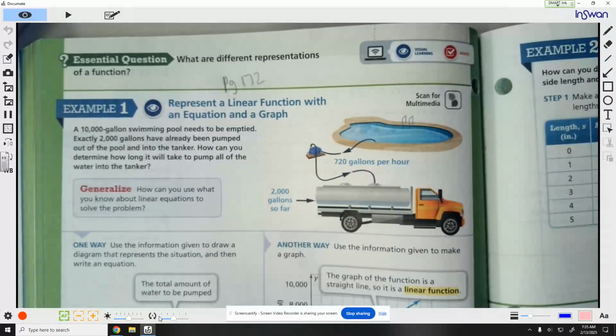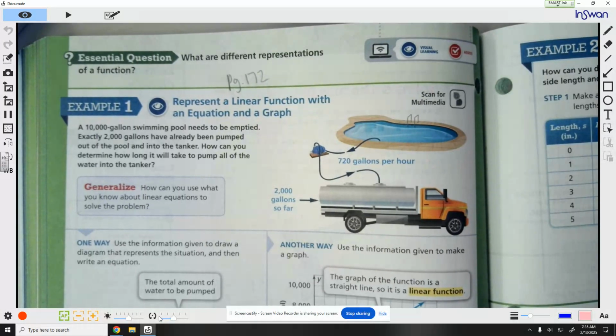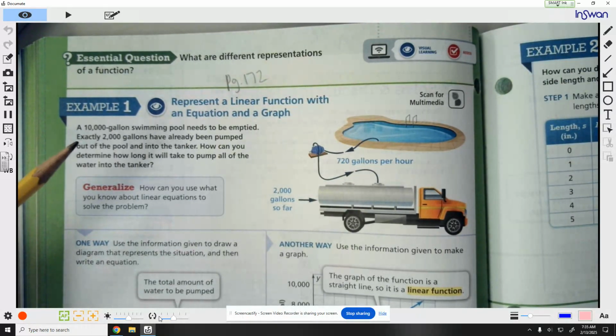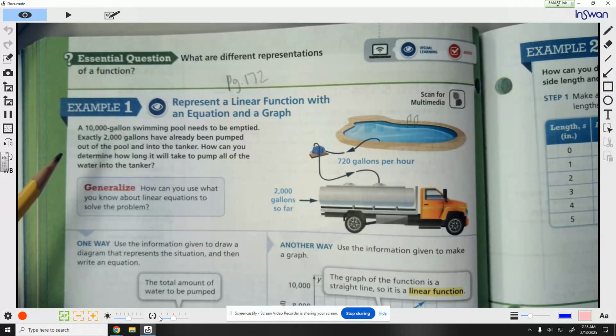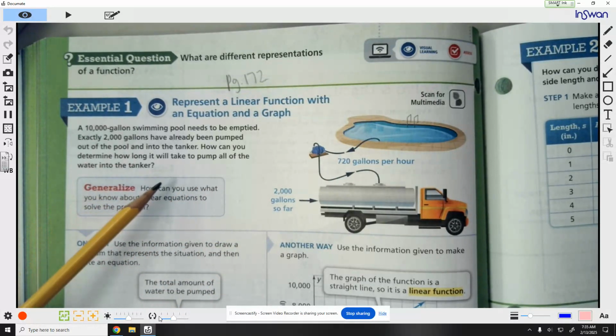All right, today starts off with functions. We're going to look more at functions here, real life applications. Example 1 up here states, a 10,000 gallon swimming pool needs to be emptied. Exactly 2,000 gallons have already been pumped out of the pool and into this tanker. How can you determine how long it will take to pump all of the water into the tanker?